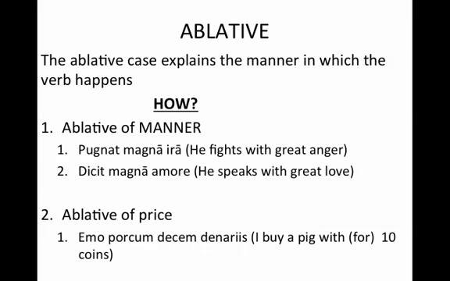Okay, the other ablatives that explain how an action happens are the ablative of manner and price. In the first sentence, big anger explains how he's fighting, the manner in which he's fighting. The same thing with the second one. Great love explains the manner in which he speaks. And notice with all these, you're just using the word with to express the ablative idea in English. Same thing with the ablative of price. Literally, you're saying, I buy a pig with 10 coins, so 10 coins are what you use to do your buying. In English, we just use the word for. I buy a pig for 10 coins.